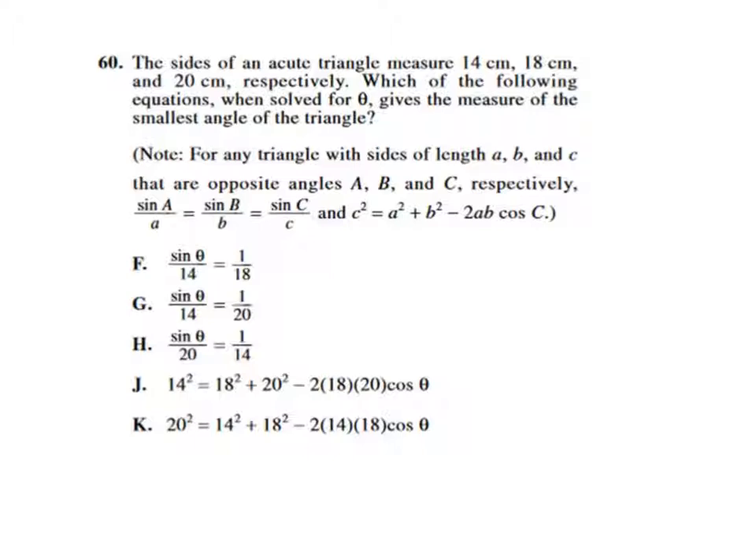The sides of an acute triangle measure 14 centimeters, 18 centimeters, and 20 centimeters, respectively. Which of the following equations, when solved for theta, gives the measure of the smallest angle of the triangle?